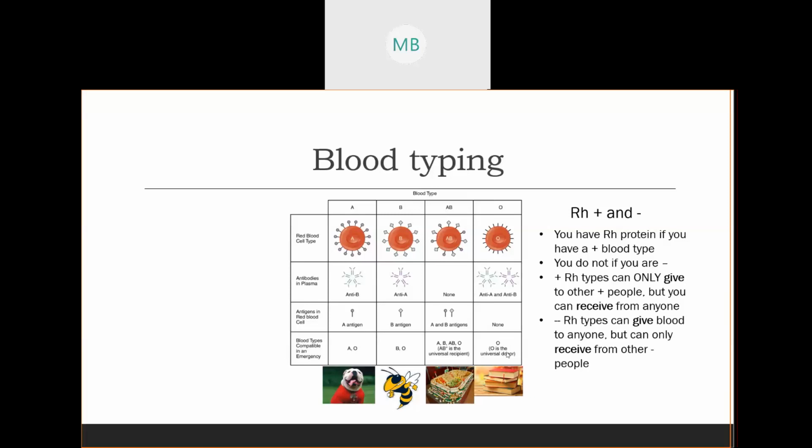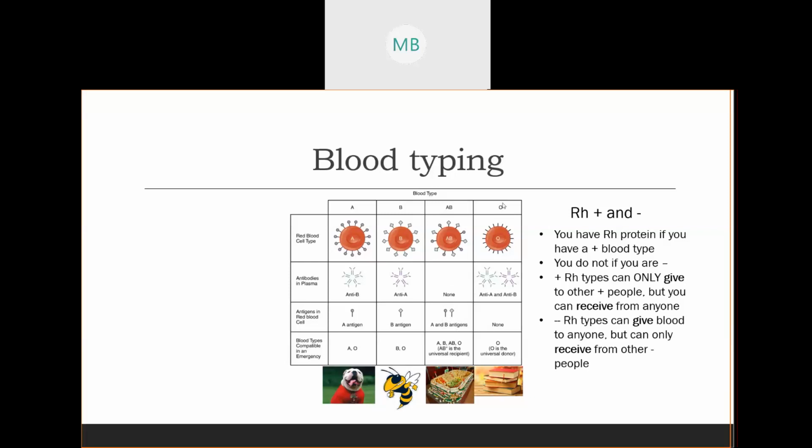Right? If we're talking about who can give to other individuals, because we just talked about receiving, A blood type can give their blood to A people and AB people, because AB already have access to A blood type. B blood type can give their B blood to either other B people or other AB people, because AB already has both of these antigens. Their immune system isn't going to fight it.